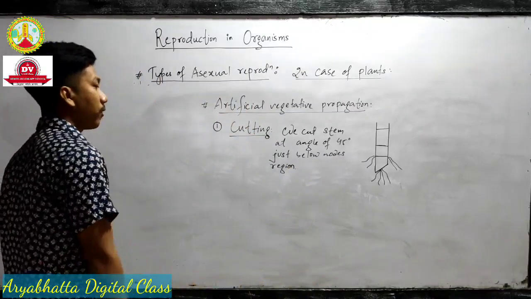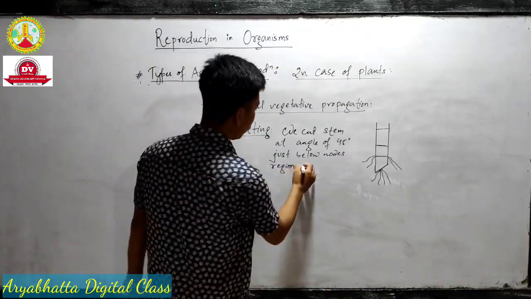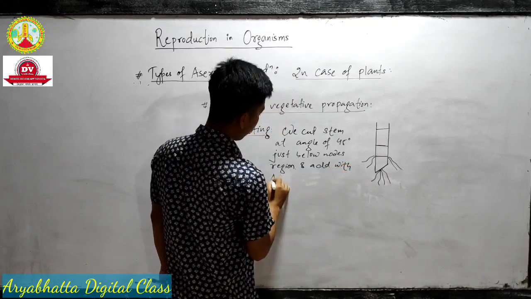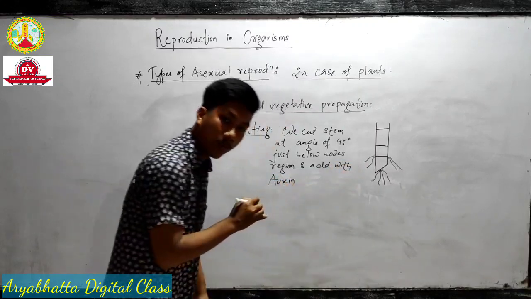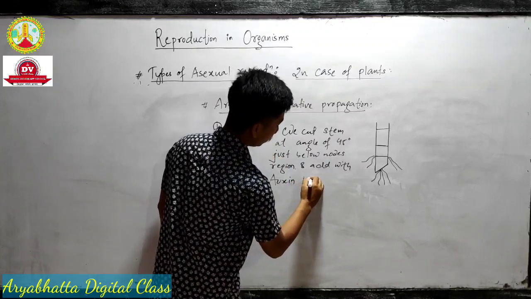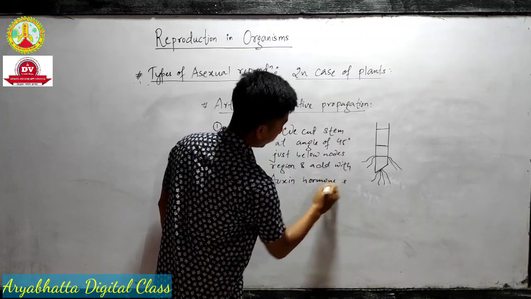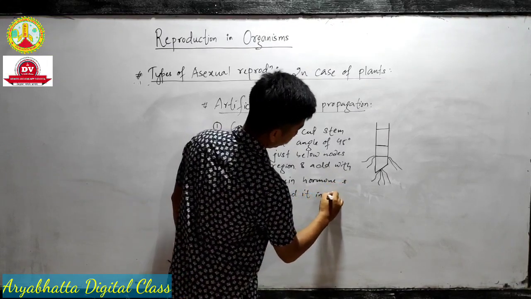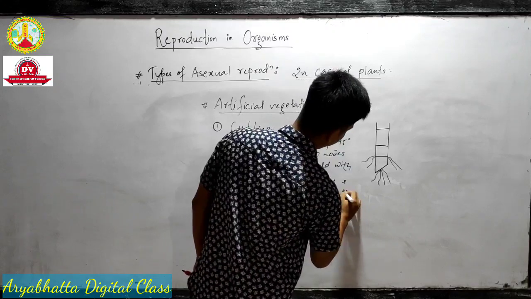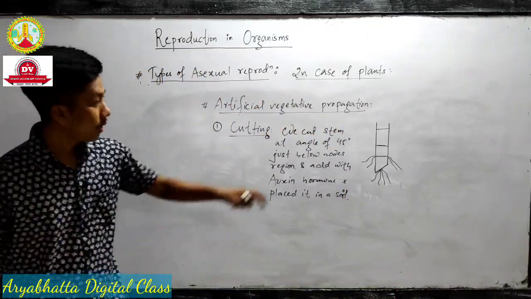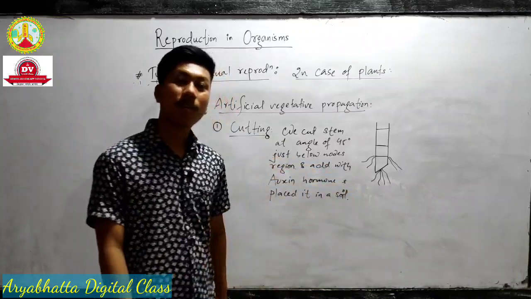We cut a stem at an angle of 45 degrees just below the nodes region and treat it with auxin hormone, which is a growth-promoting, root-promoting hormone, and place it in soil. So this process is known as cutting. Very easy. That's it.